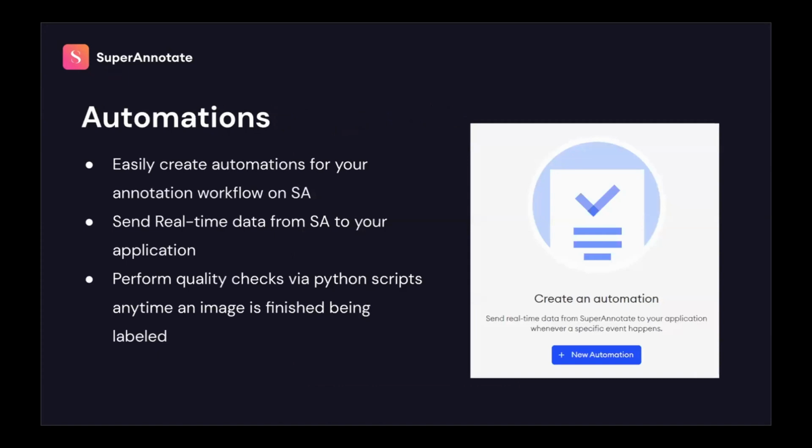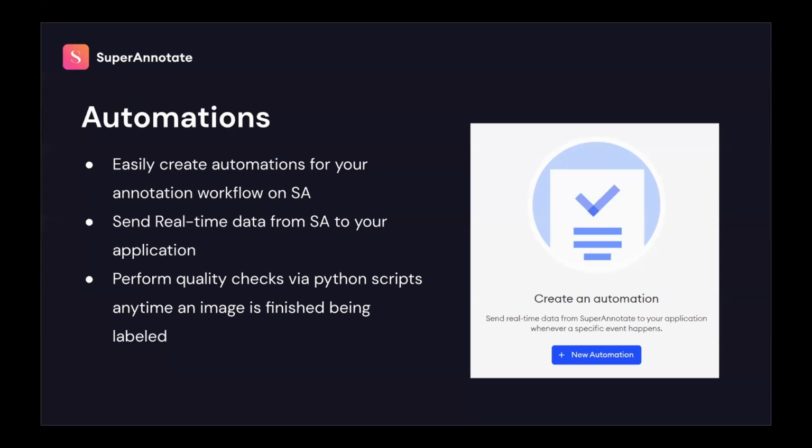Another feature that helps us are automations. So we can easily create an automation inside of SuperAnnotate. We can send real-time data from any of the actions that I'll show in a moment in the platform. And we can then run a Python script on some backend server that will then do some post-processing, any georeferencing that needs to be added to the data. All of that can be done automatically without having to manually trigger anything.